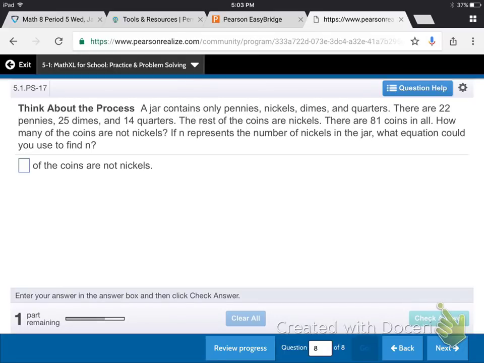Okay, last one, boys and girls. Let's get through this one real quick. It says a jar contains only pennies, nickels, dimes, and quarters. There are 22 pennies, 25 dimes, and there are 14 quarters. The rest of the coins are nickels, and there are 81 coins in all. How many of the coins are not nickels?